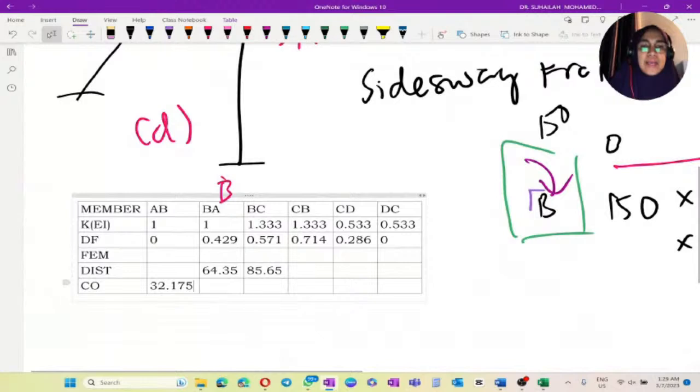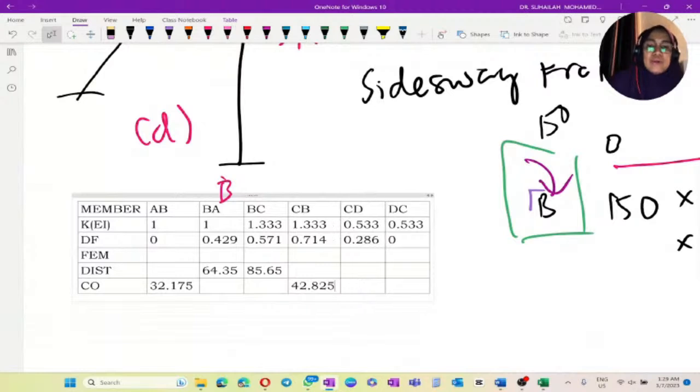Okay, 85.65 divided by 2, we get 42.825. Okay, next we will continue as usual. So that means under carryover we get the new member end moment, and for the member end moment we have to change sign.